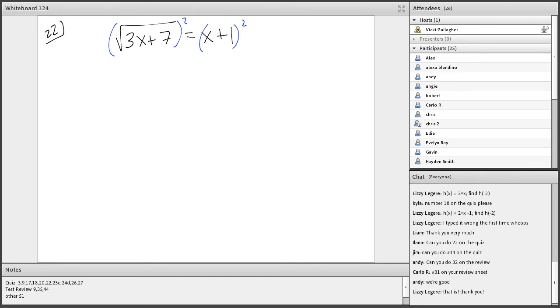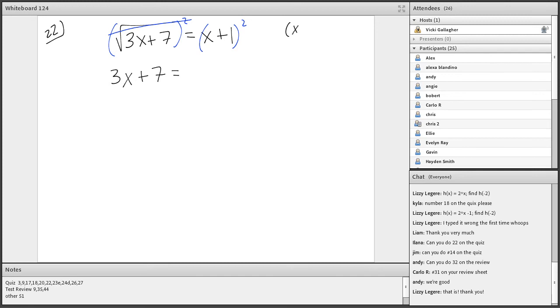Please notice that I'm putting them in parentheses so that I know that I'm squaring the entire thing. On the left side, since the entire thing was a square root symbol, you can just cancel those out, leaving us with the 3x plus 7. On the right side, I will need to actually square that out.